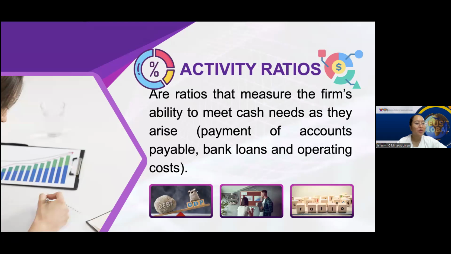Accounts receivable turnover ratio measures how quickly a company collects payment from its customers. For example, net credit sales, $150,000. Average accounts receivable, $25,000. Receivables turnover is equal to $150,000 divided by $25,000, and that is equal to 6. This indicates the company collects its receivables 6 times a year, showing efficient management of accounts receivable.